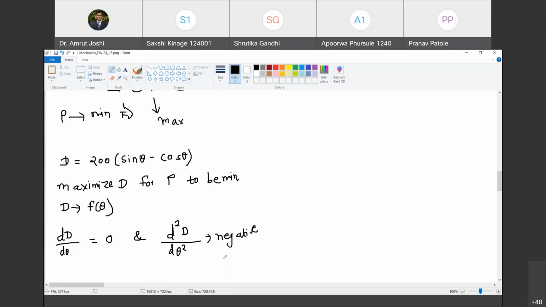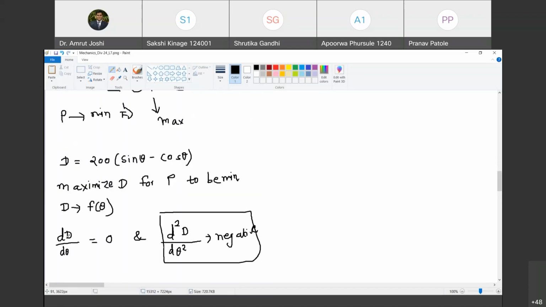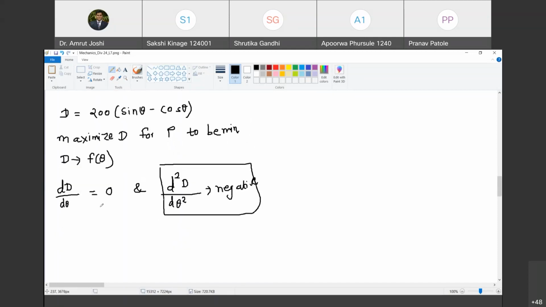Mathematically, if any quantity depends upon some variable, and I differentiate that quantity with that variable and it turns out to be 0, then it is either maxima or minima. But if the second derivative is negative, it is maxima. If the second derivative is positive, it is minimum. We are not going to worry much about this; it is going to be automatically satisfied. What we are going to do is find the derivative of the denominator with reference to theta. So can you tell me what is dD by d theta?